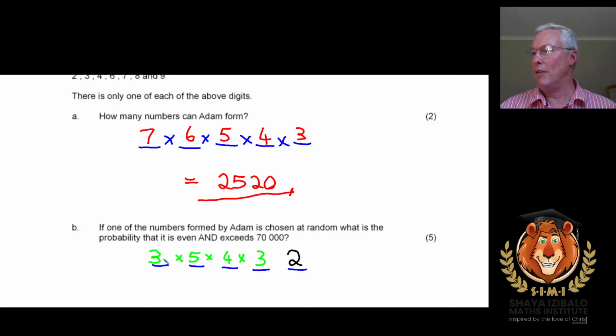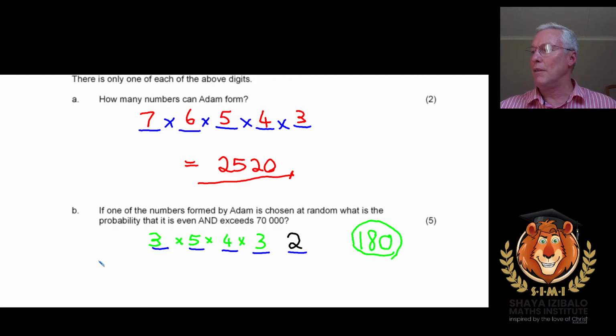For my digits, over here I get 20 times 9, which is 180. So there are 180 numbers that end in 2 and exceed 70,000. They are 5-digit numbers, yes.